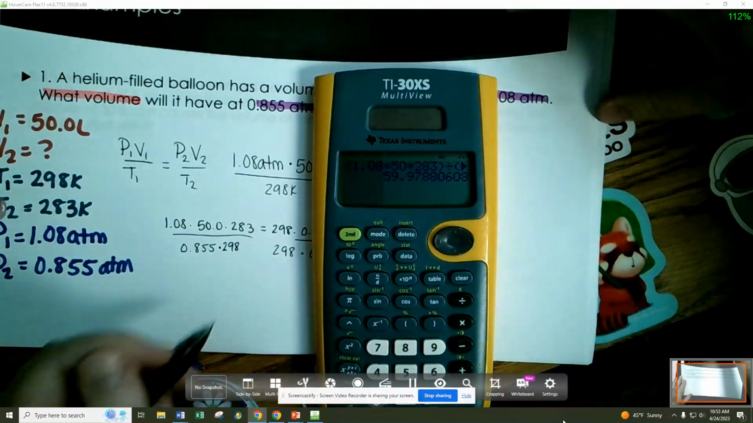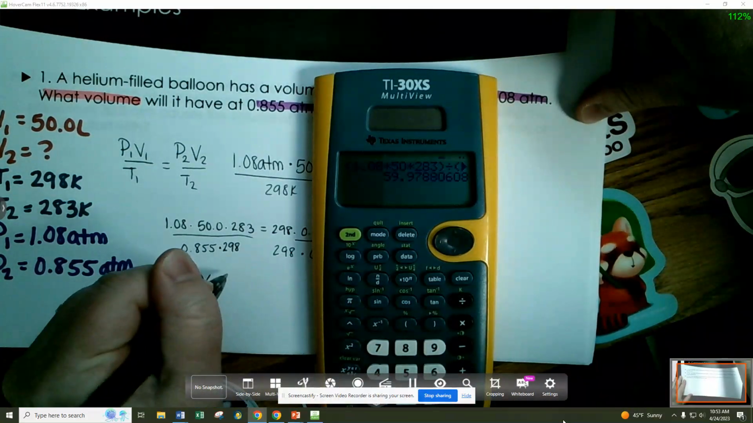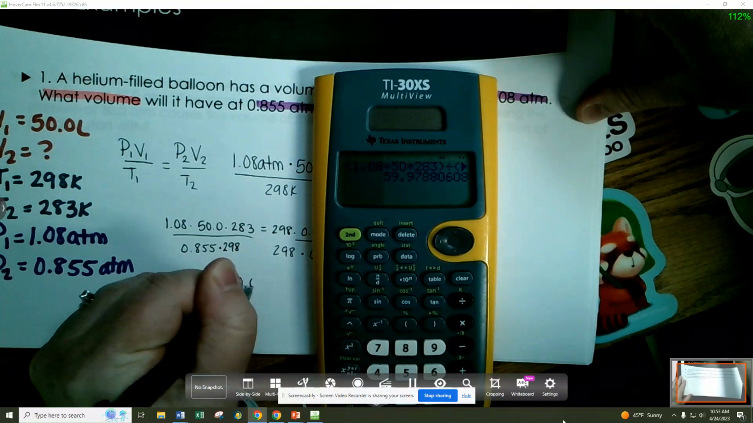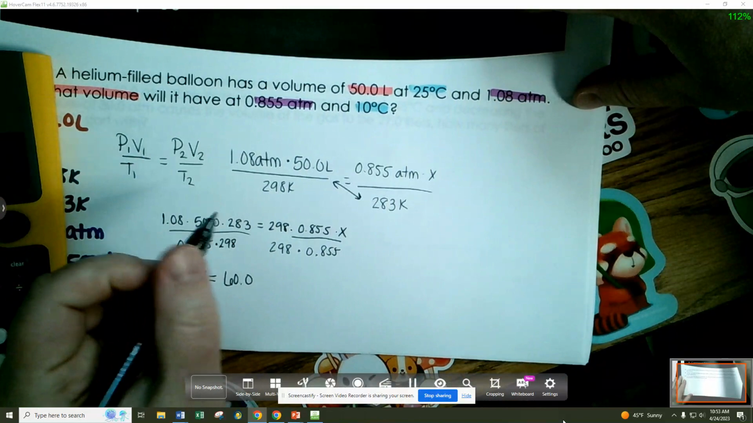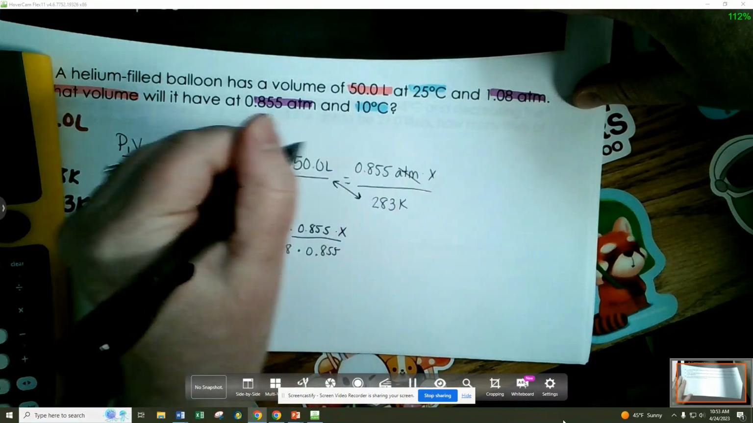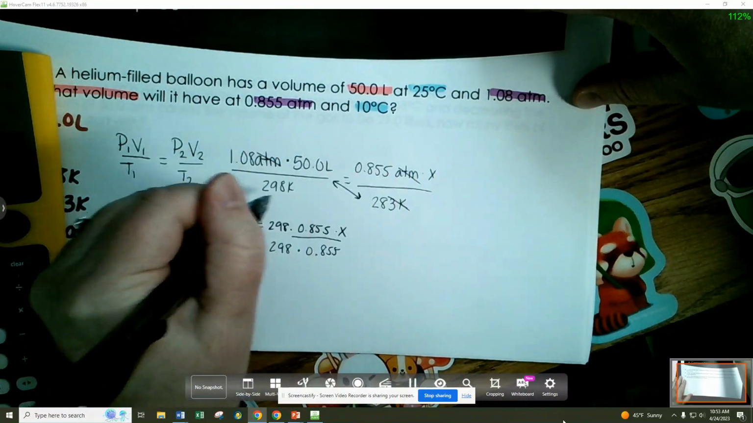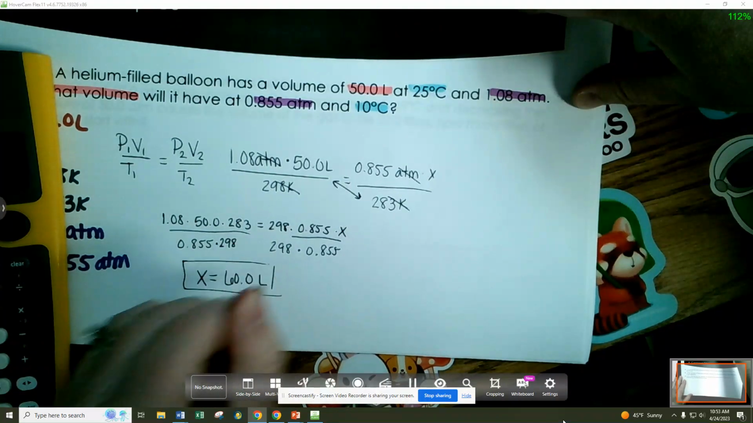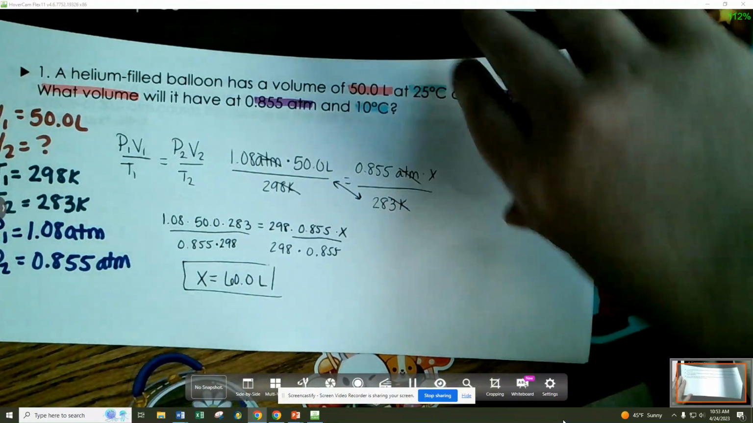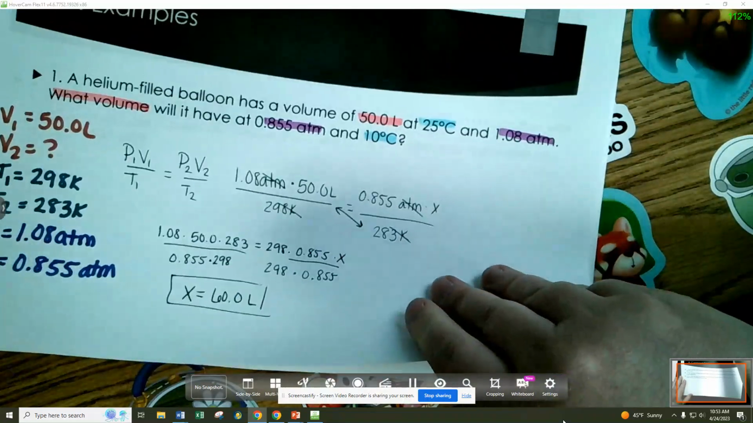I can keep 3 sig figs. I do have some rounding going on. So 60.0 is what I'm looking at there. Looking back at my units, what's going to end up canceling here is the atmospheres will cancel, and so will Kelvin. So this is liters, which if you think about it, we were finding volume. So that should make sense as a unit of volume.